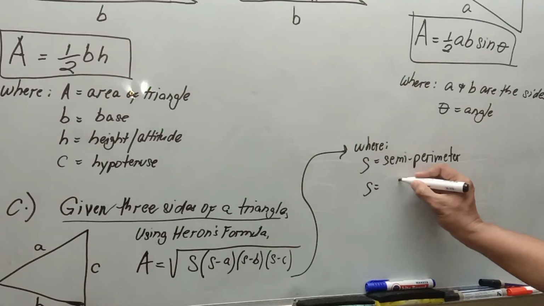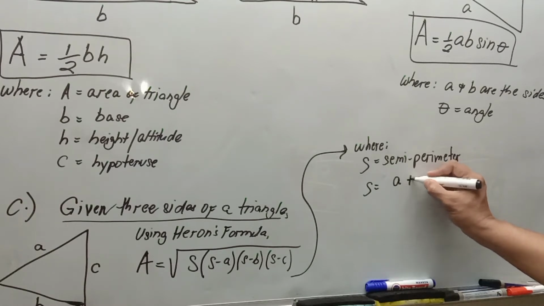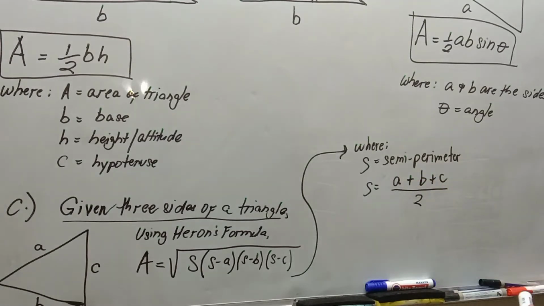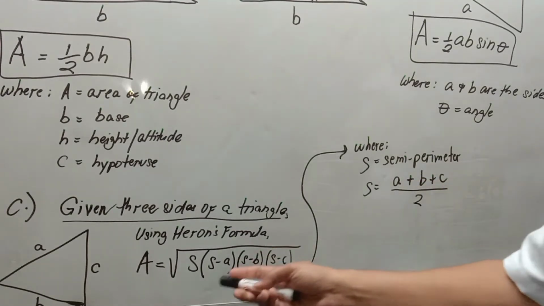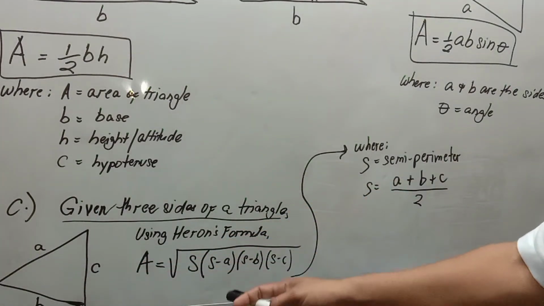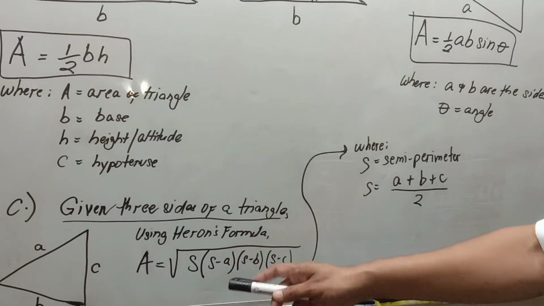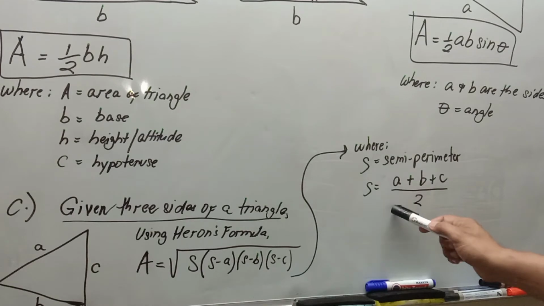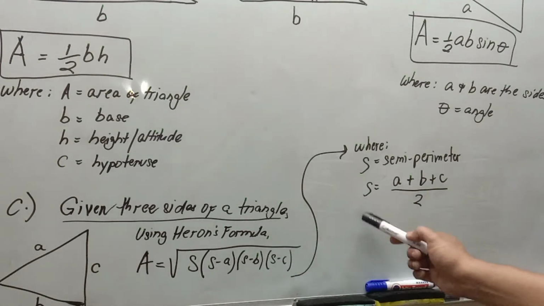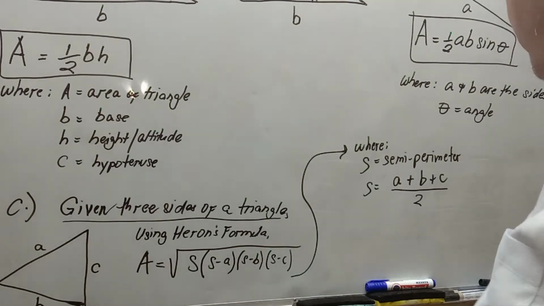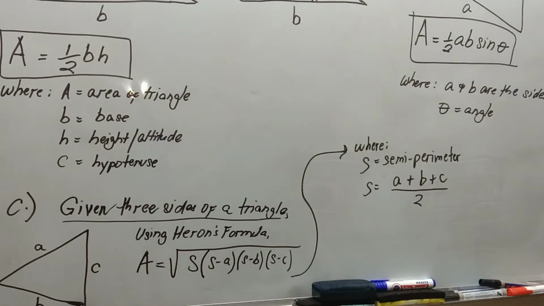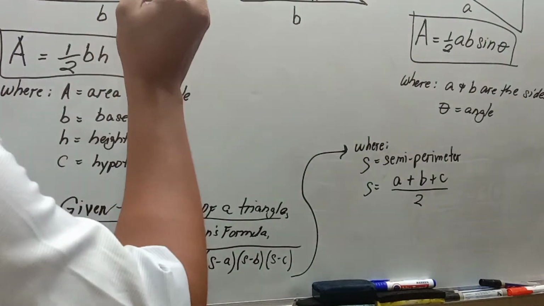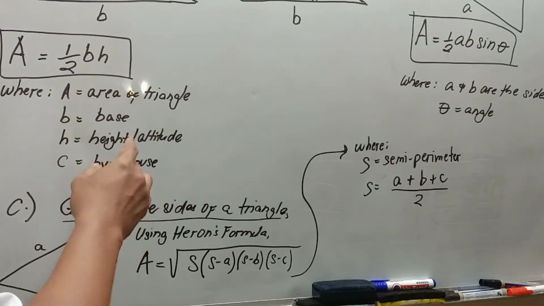So S is equal to A plus B plus C over 2, the summation of the three sides divided by 2. Take note, guys, on how to solve the area of a three-sided triangle by applying Heron's formula. But in order to find the area, you need to calculate first the semi-perimeter using this equation. So these are the three conditions that I'm sharing with you related to the area of a triangle under plane geometry. Guys, I will give you some short example problems on how to find the area of a triangle.